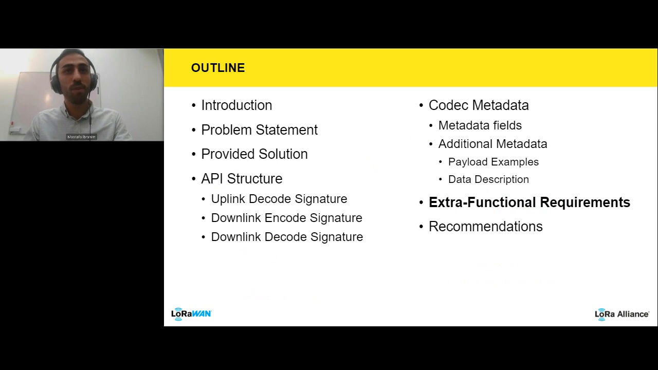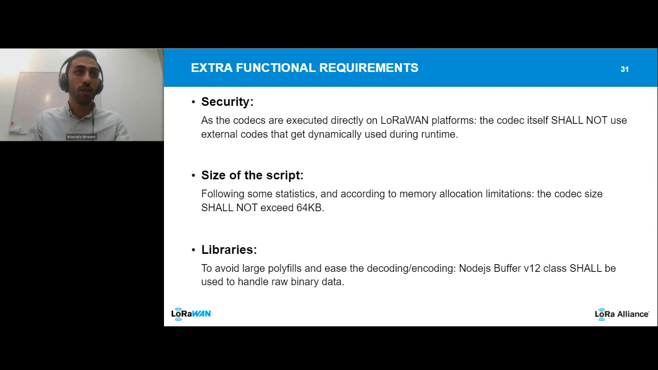Also, there are some additional required characteristics that must be taken into account when creating any new codec following this standard specification. For example, security, which is more detailed in the specification. For security reasons, and because the codecs are executed directly on LoRaWAN platforms, there are some limitations on what a codec developer can do inside the codec. So the codec itself should not use any external code that gets dynamically used during runtime. This is for security reasons.